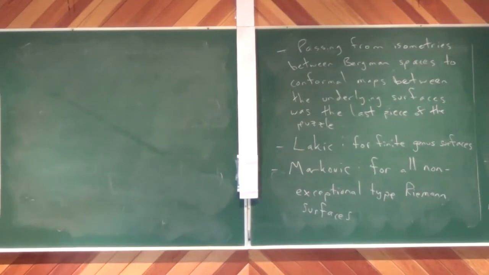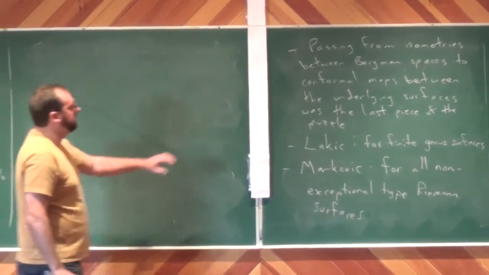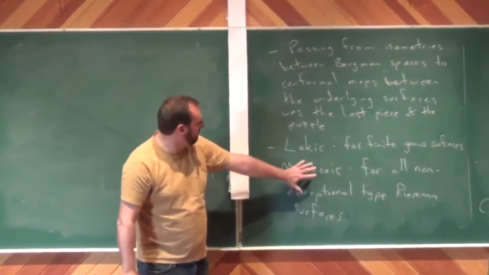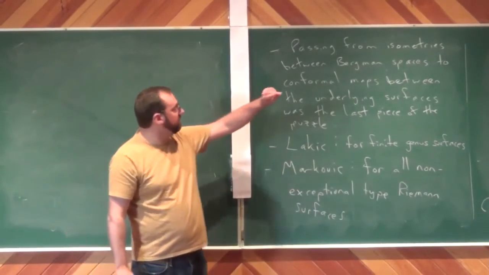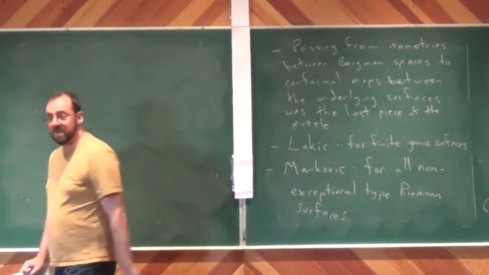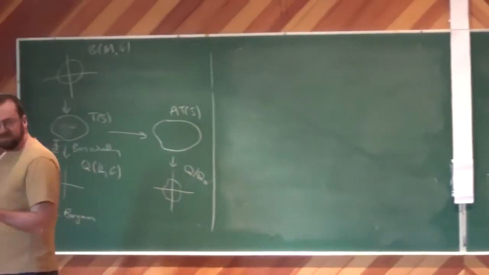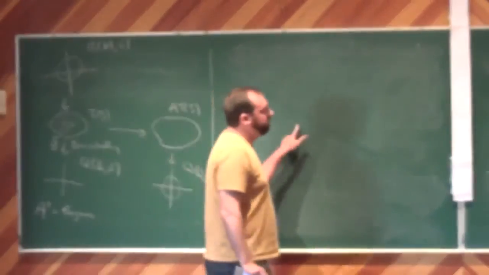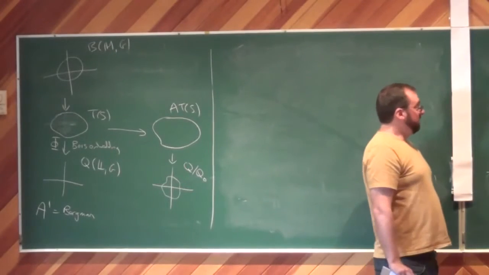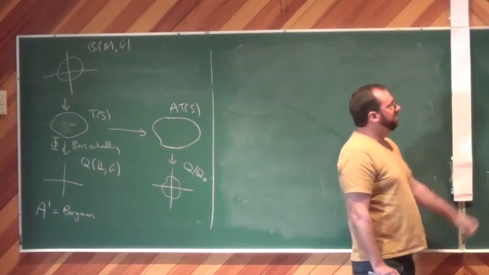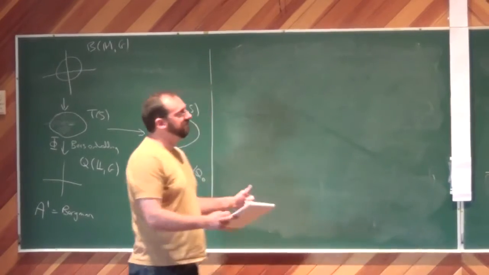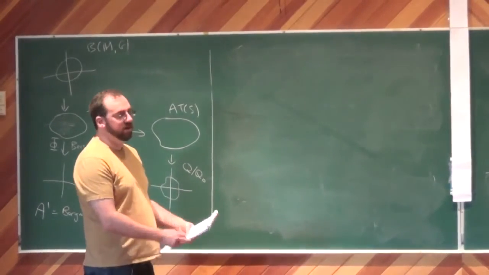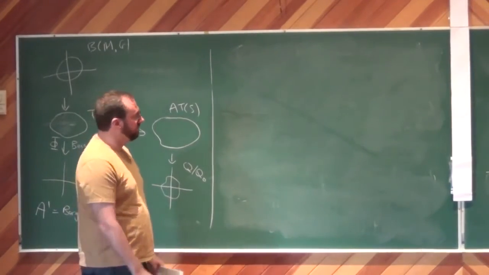Okay, so what this is saying is that, at least the steps that Lakic and Markovits did, is that if you have an isometry between your Bergman spaces, that tells you something very strong about the surfaces. They're quasi-conformally related. So what if you weaken the hypothesis that you have an isometry between the Bergman spaces? What if you just have a bi-Lipschitz map between them? Can you then conclude anything about the surfaces?